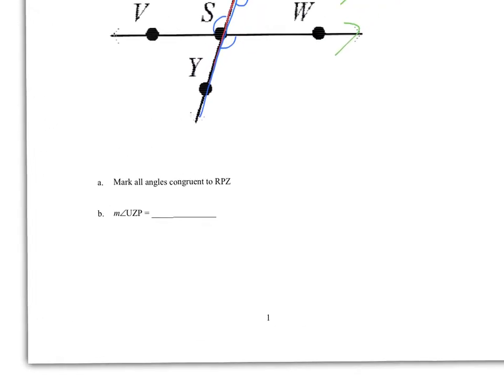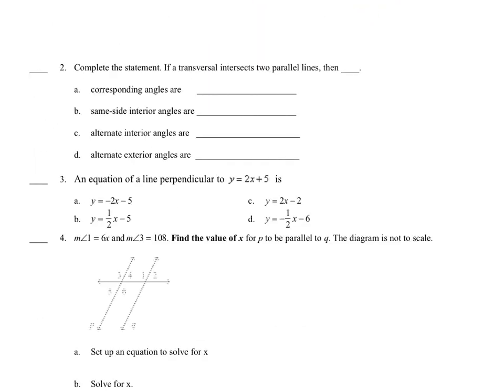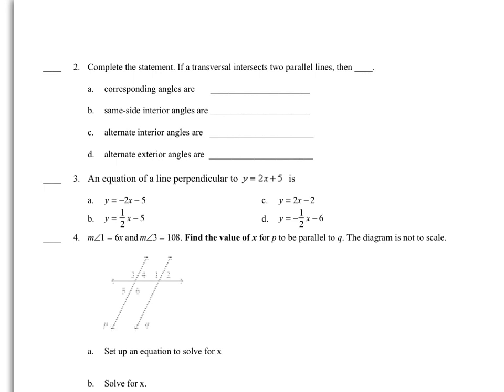Okay, number 2. Complete the statement. If a transversal intersects two parallel lines, then corresponding angles, these are just facts that we have to remember, corresponding angles are congruent. Same side interior angles are supplementary. And alternate interior angles are congruent. Alternate exterior angles are congruent. Really, the only ones that are different are these same side. Another word for that, remember, is consecutive.